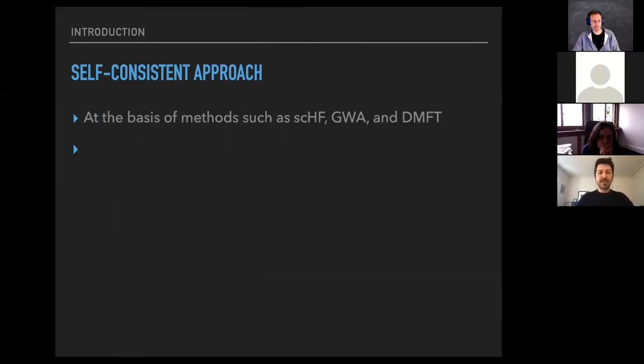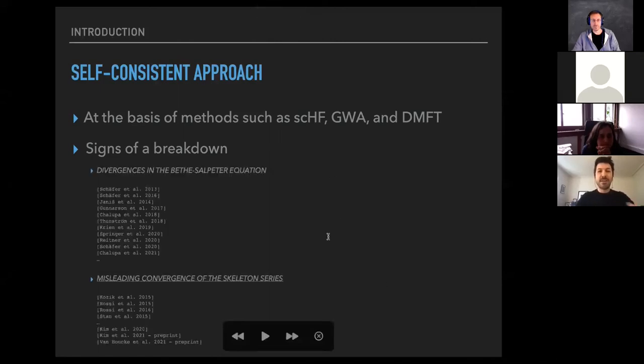And it has an important role in many-body perturbation theory because it's at the center of approaches such as self-consistent Hartree-Fock, the GW approximation, and dynamical mean field theory. In the last few years, there has been some evidence from numerical results that the approach might be flawed. There are basically two different sets of results, one concerning the corresponding Dyson equation for the two-particle Green's function, so the Bethe-Salpeter equation, and the next speaker will talk about this. Whereas I will focus on the problems that arise with the Dyson equation, namely the misleading convergence of the skeleton series.